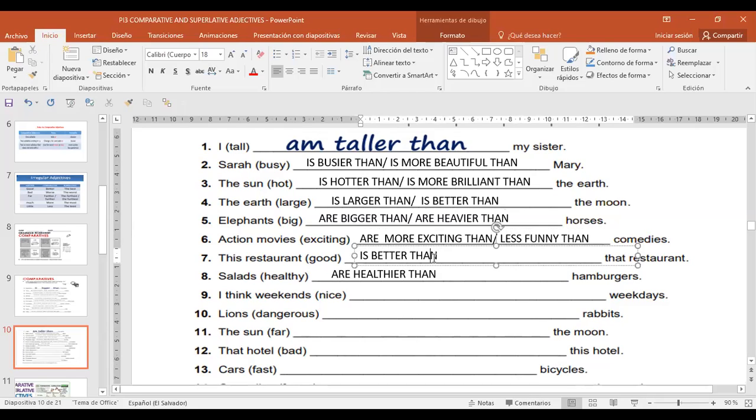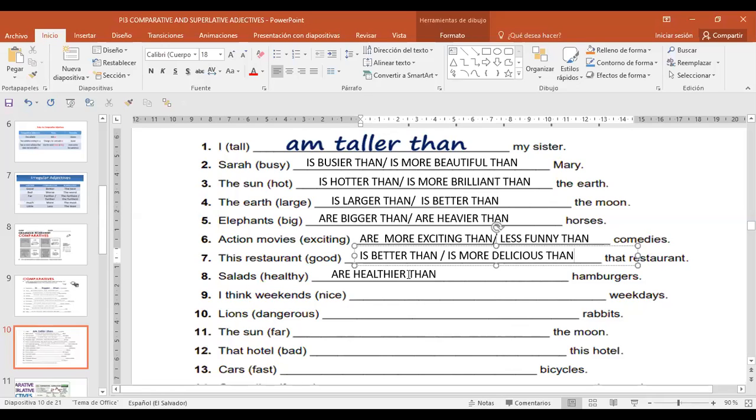Okay, this restaurant, good. Remember that for good, we use better. It's better than that restaurant, right? But if we use this restaurant is more delicious than that restaurant. Okay, it's more delicious. It's better than, it's more delicious than that restaurant. Excellent, thank you.